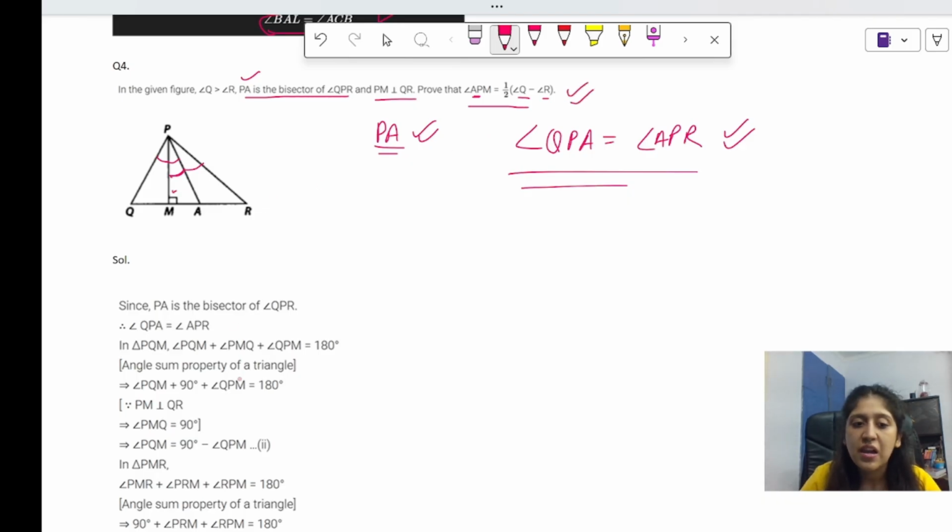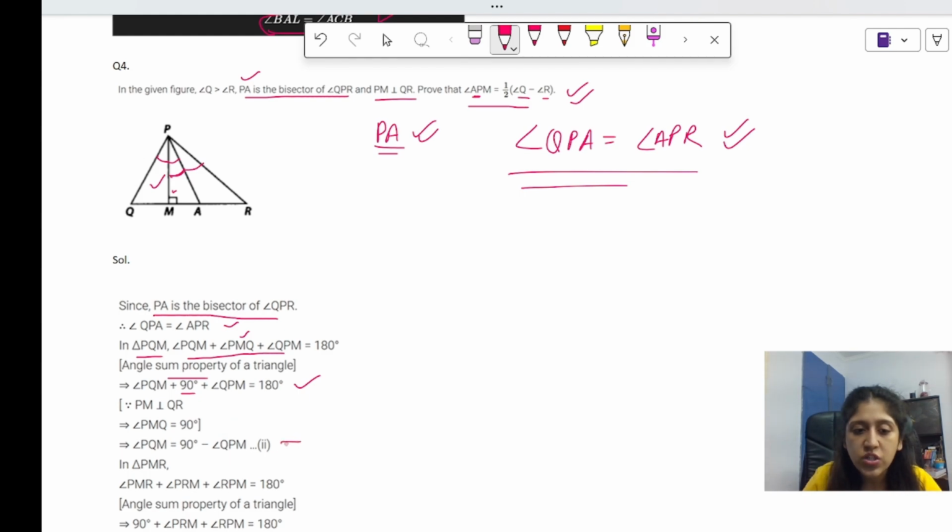Now, how do we prove this? Let's just see. We have been given PA as bisector. I have told you already which two angles are equal. Now what we have done, we have taken triangle PQM, and again I have applied angle sum property. Now I know angle PMQ is 90 degree, so I have just substituted 90 degree in terms of that, and now I have solved it.